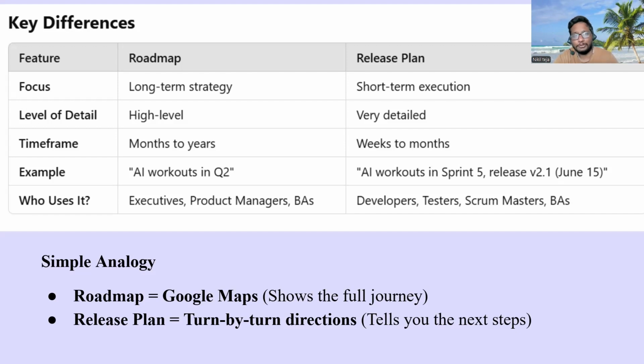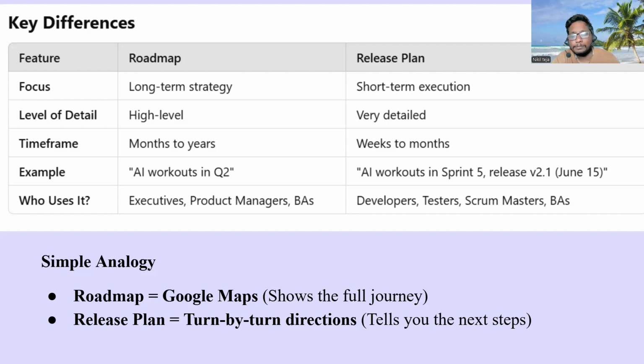They are unofficial CEOs, not official CEOs. They are unofficial CEOs of the product. So as a product manager, you will be crafting the roadmap with the help of a BA and taking the inputs of executives. Release plan is the responsibility of a BA. He will be crafting release plans and implementing them with the help of developers, testers, and Scrum masters. We will go for a simple analogy so that you can understand better.